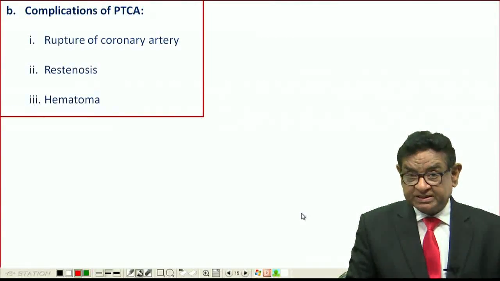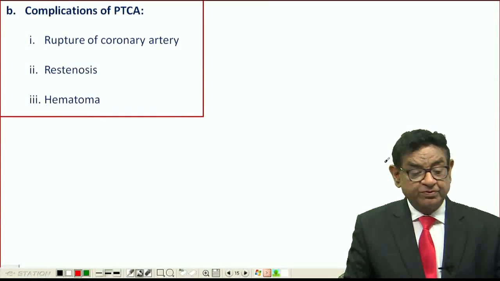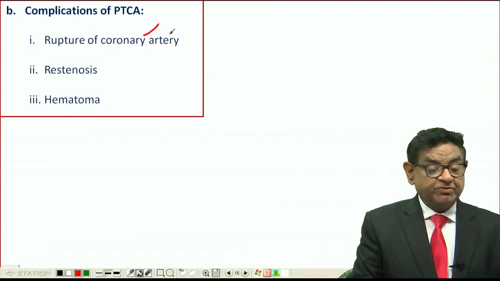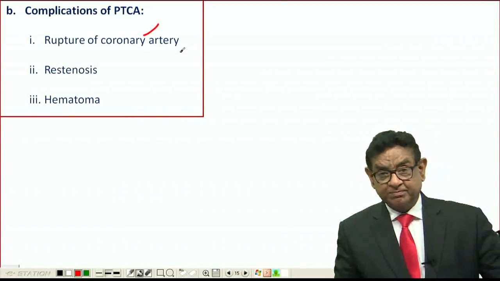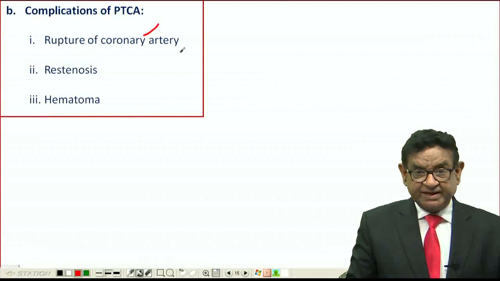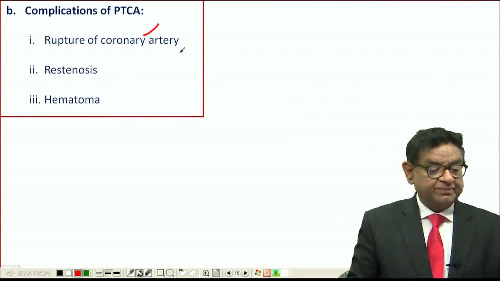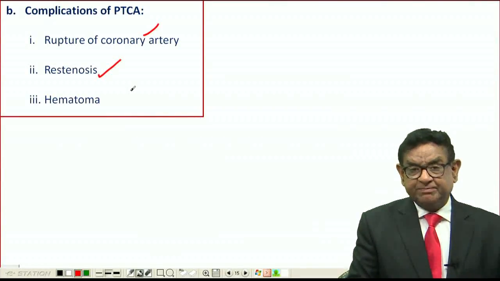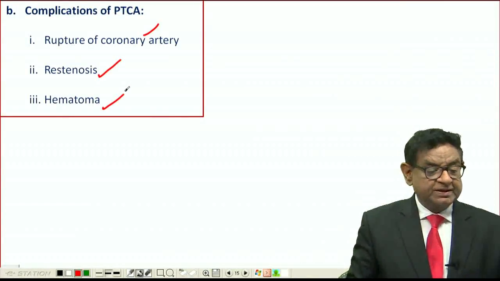Okay. Now, there are certain complications of PTCA also. Nothing is foolproof. Sometimes it can lead to rupture of the coronary artery. Suppose the coronary artery size is too small, or the person doing PTCA is not careful, he may exert more pressure, and it can rupture the coronary artery. Restenosis is a major problem, and hematoma is a big problem sometimes.